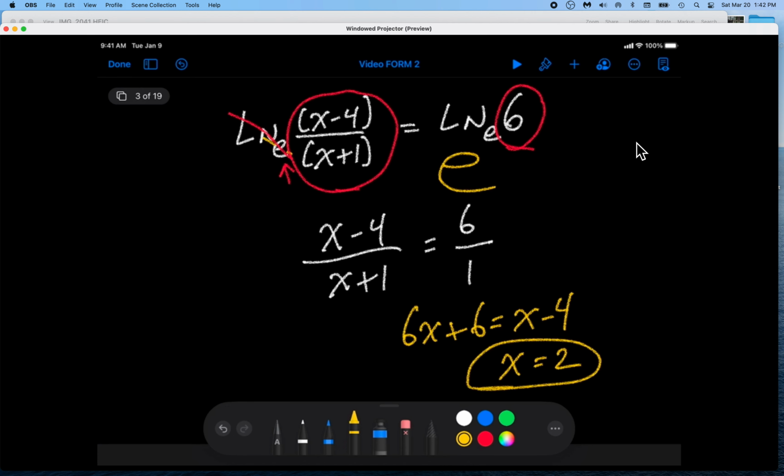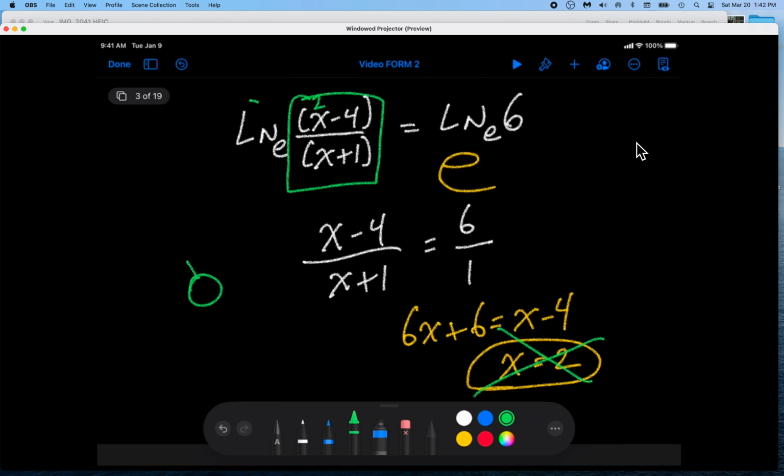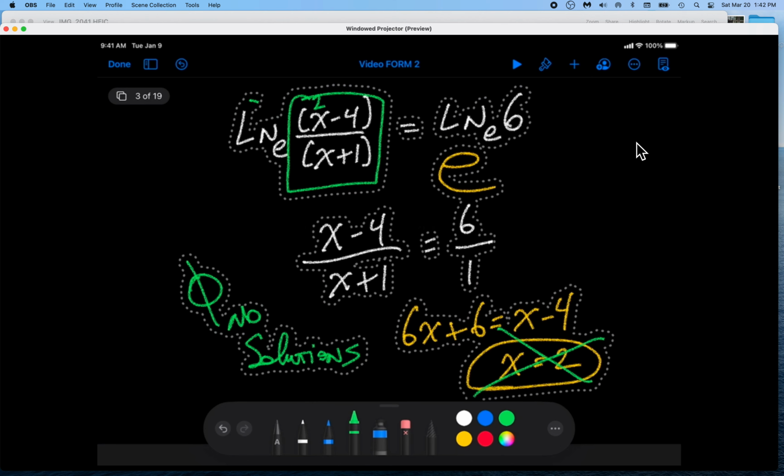But hold on, we are not done. You have to check your answer. And when we do, what do we notice? If we plug in x equals 2, right there, this whole argument becomes negative. Therefore, this is rejected, and the final answer is no solutions. It's a great problem.